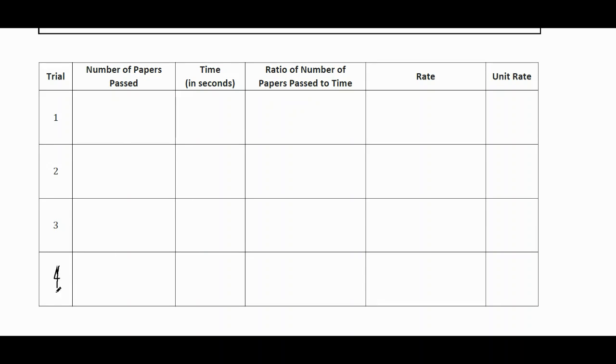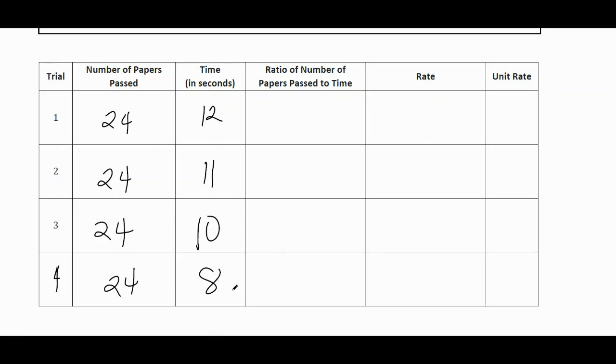So let's say I gave here the number of papers passed. There are 24 papers, and on the first trial, we did it in 12 seconds. For the second trial, you made it a little bit faster, having 11 seconds. On the third trial, we got it at 10. And for the fourth trial, because of continuous practice, we got it at 8. Now it's asking for the ratio of the number of papers passed to time.